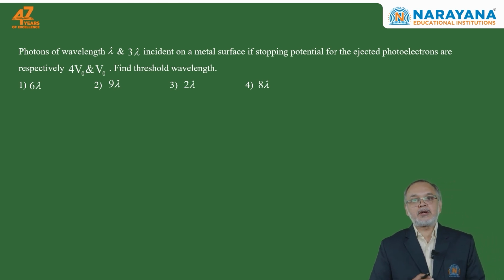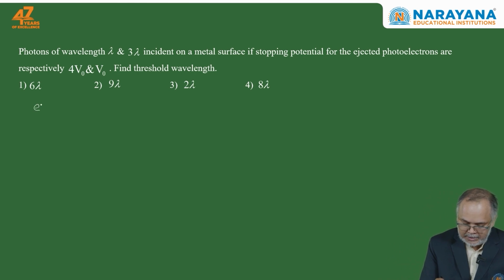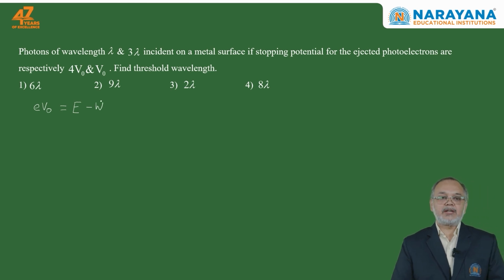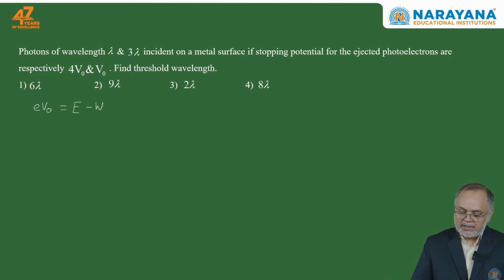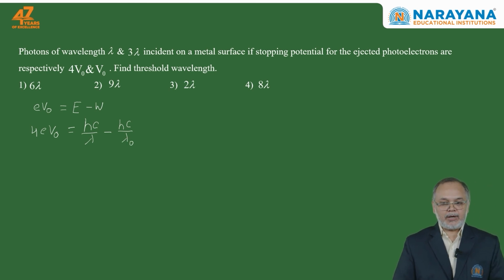So if we relate the stopping potential with the work function, what equation we can write here? We can write eV0 = E - W, where V0 is the stopping potential, E is the energy of the photon incident on the surface, minus W, that is the work function. So for the first case, stopping potential is 4V0. So equation we can write: 4eV0 is equal to E, that is hc by lambda, minus hc by lambda naught, threshold wavelength, which we want to calculate in this problem.